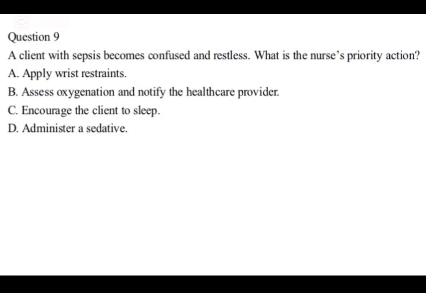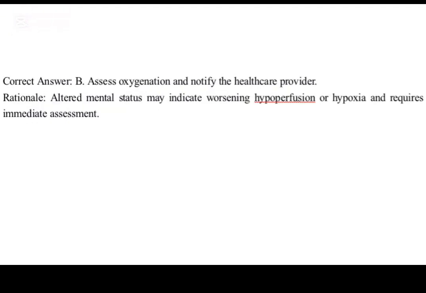Question 9. A client with sepsis becomes confused and restless. What is the nurse's priority action? A. Apply wrist restraints. B. Assess oxygenation and notify the healthcare provider. C. Encourage the client to sleep. D. Administer a sedative. Correct answer, B. Assess oxygenation and notify the healthcare provider. Rationale: altered mental status may indicate worsening hypoperfusion or hypoxia and requires immediate assessment.